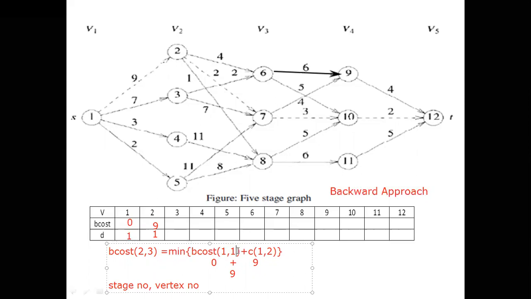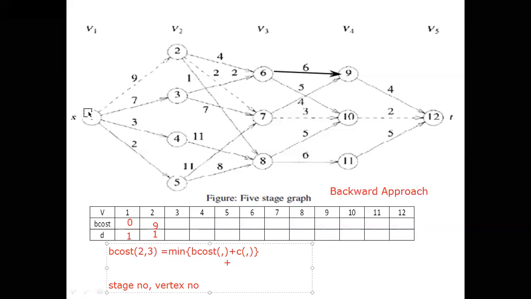And I will remove the values which I don't want, then I will explain it, right? Okay. This value I don't want, this value I don't want, this value I don't want, this value I don't want, and this value also I don't want, right? Now we will see 2, 3. 2, 3 means 2 is the stage, 3 is the vertex, right? What is the B cost of value?